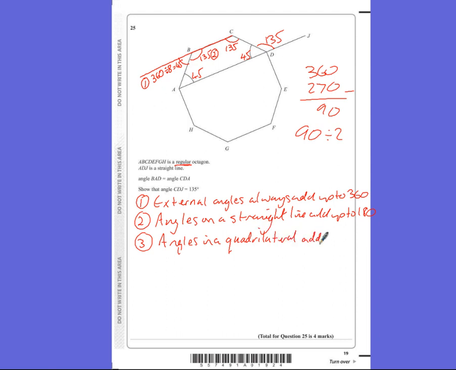Quadrilateral add up to 360. And then the final stage over here was again using angles on a straight line. So angles on a straight line add up to 180. Okay, so it's really good that we label and annotate what we're doing, so then the examiner knows exactly what you're doing, where and when, and it's really important that we do this wherever we need it so we don't lose track of what we're doing.